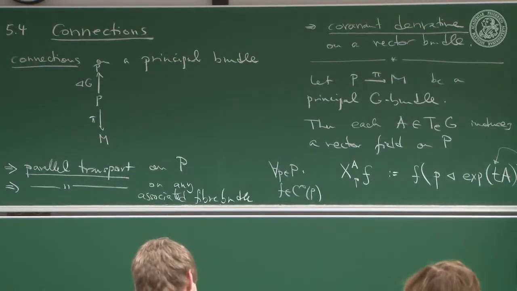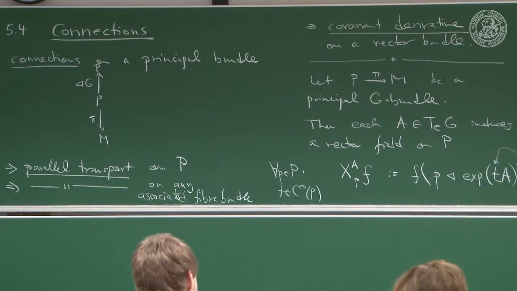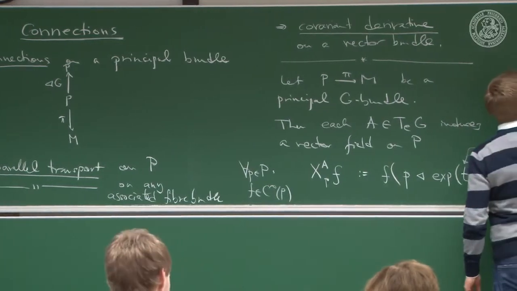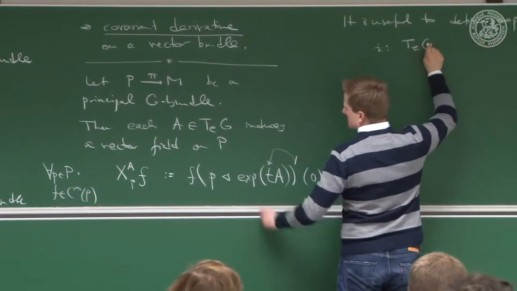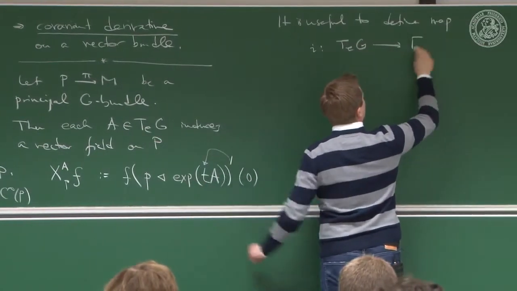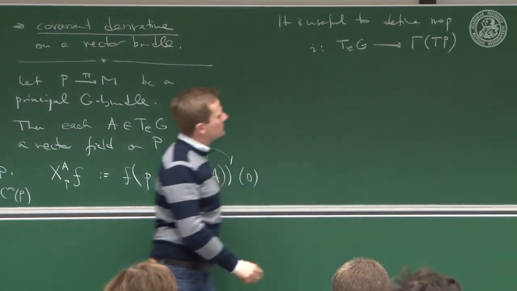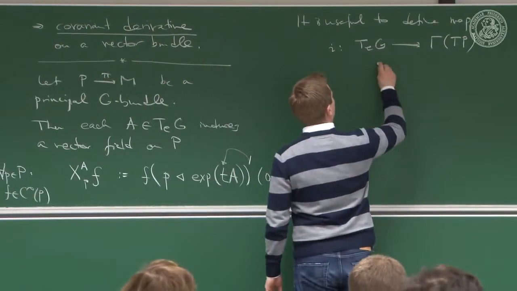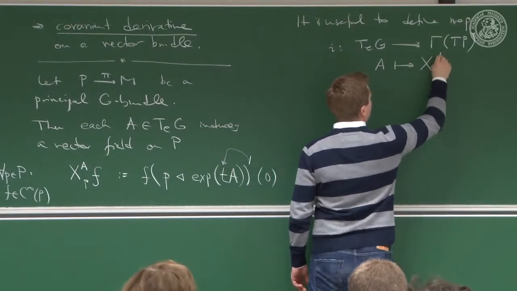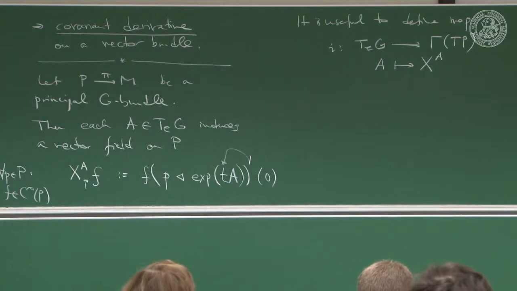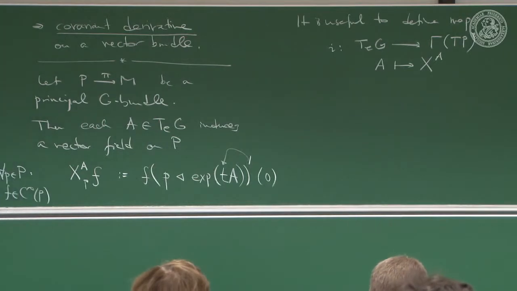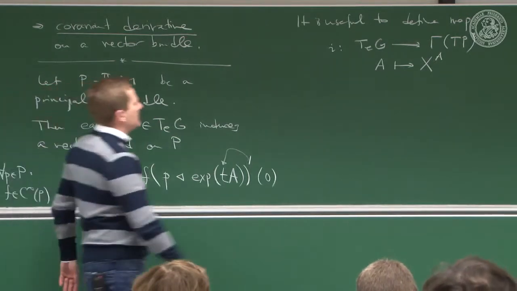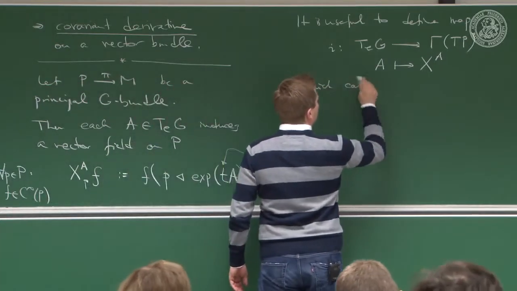It's useful to define a map, let's call it I, which takes an element A in the Lie algebra and assigns to it the vector field I just defined on P. So it's a section of the tangent bundle of P, simply by assigning to A the entire vector field X_A defined on P. We have this map, and it can be shown to be a Lie algebra homomorphism.